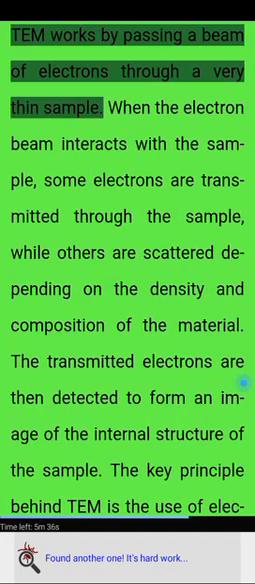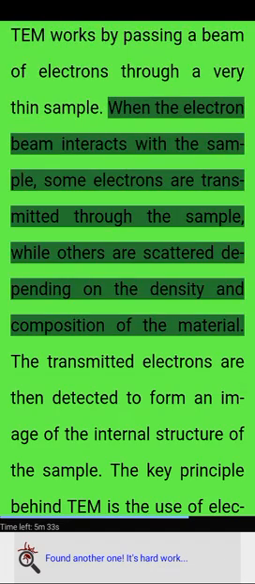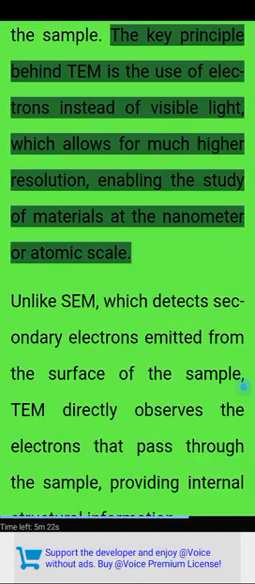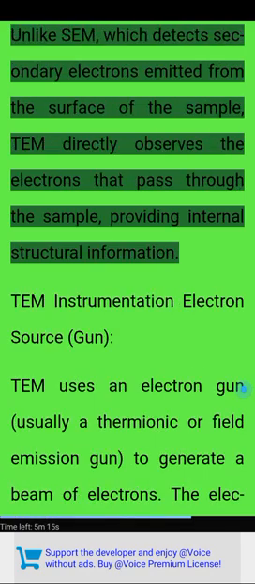Principle of TEM. TEM works by passing a beam of electrons through a very thin sample. When the electron beam interacts with the sample, some electrons are transmitted through the sample, while others are scattered depending on the density and composition of the material. The transmitted electrons are then detected to form an image of the internal structure of the sample. The key principle behind TEM is the use of electrons instead of visible light, which allows for much higher resolution, enabling the study of materials at the nanometer or atomic scale. Unlike SEM, which detects secondary electrons emitted from the surface of the sample, TEM directly observes the electrons that pass through the sample, providing internal structural information.